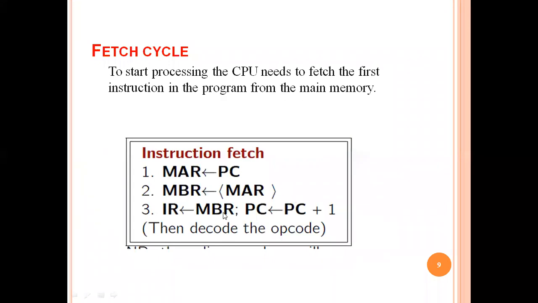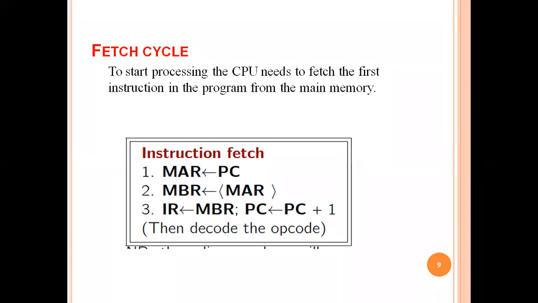Now from the MBR, the data will be stored to the instruction register. Clear? Why? Because in the instruction register, it will be ready for decode. That means the decode cycle only executes in the instruction register. The registers are made in this way. And at the same time, in the same micro operation, PC will be incremented to PC is equal to PC plus 1. That means after fetching that instruction, it will want to fetch the next instruction. So it will be incremented to PC is equal to PC plus 1.